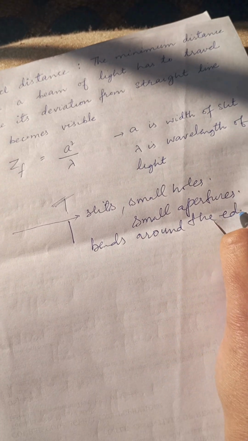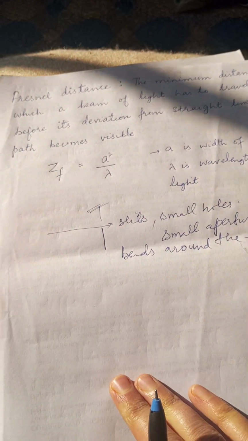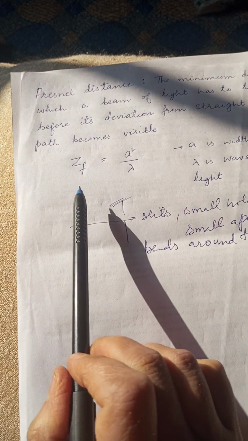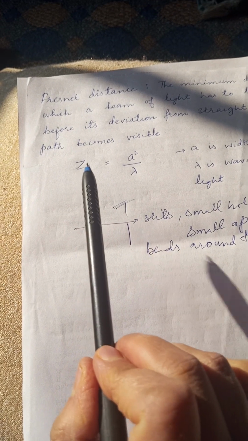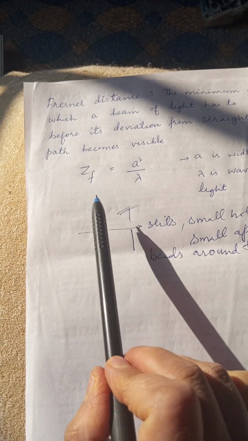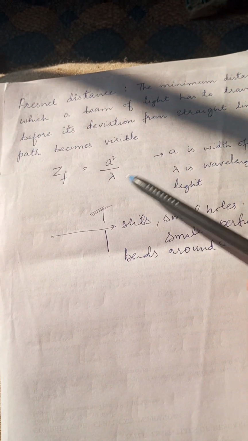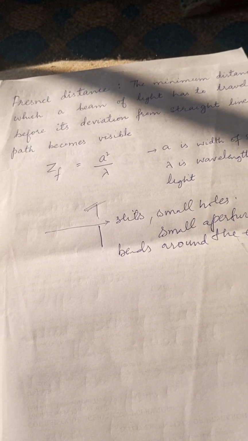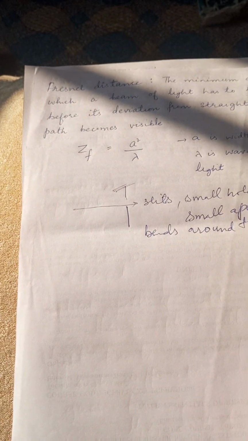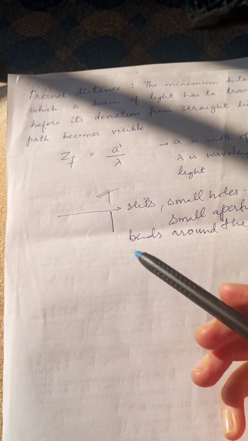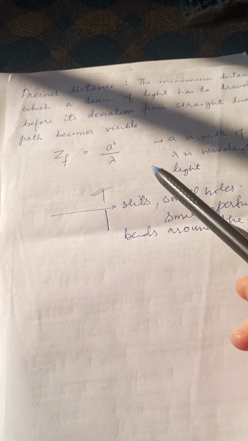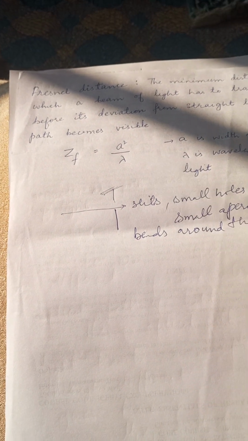So the wave nature of light becomes visible there. And the Fresnel distance, again I am repeating, it is the distance after which we can appreciate that light has started bending. Okay, so this is a square by lambda, and lambda is the wavelength of light. Now we humans are the observers of everything. We have to consider when this phenomenon will become appreciable for our own eye.